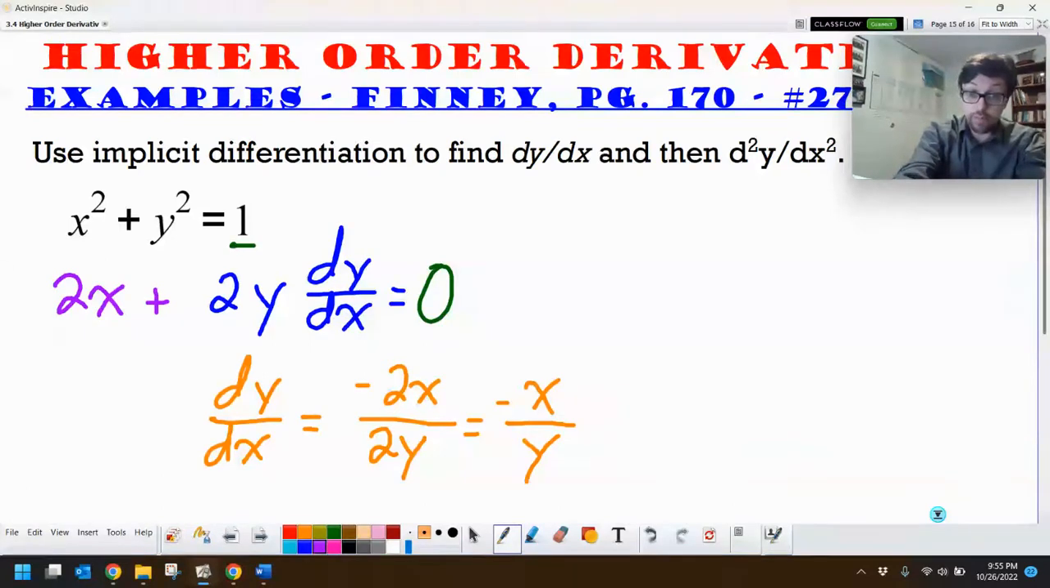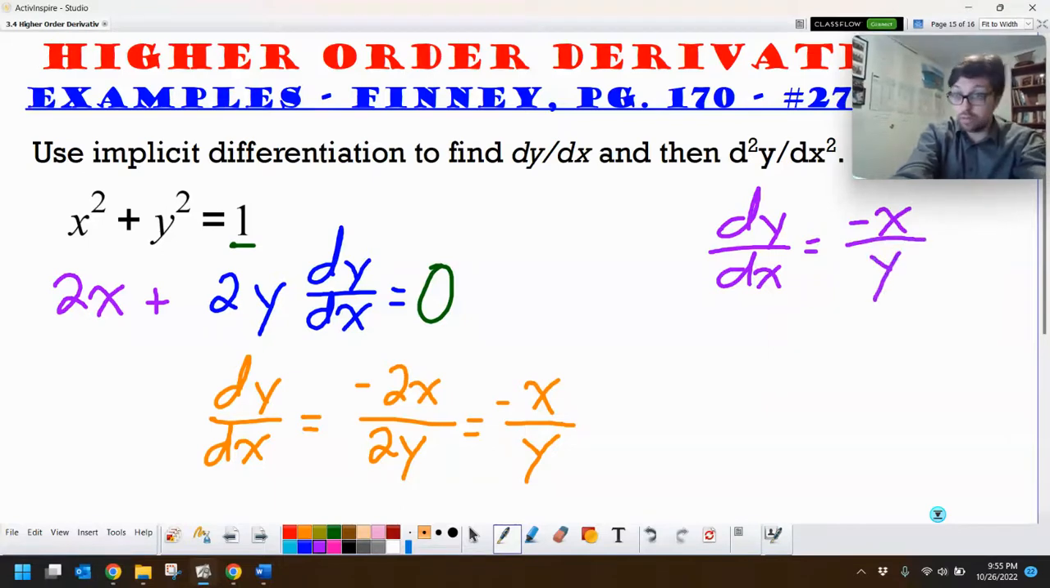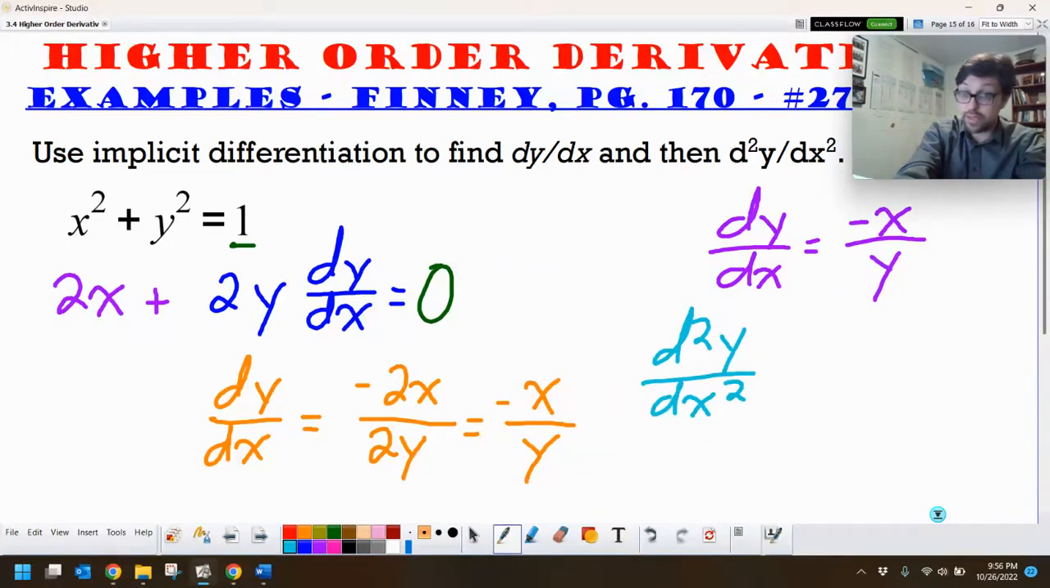So the way we've got it set up right now, this dy over dx equals negative x over y. If we find the derivative of that left-hand side, hey, guess what? That is our d squared y over dx squared. That is our second derivative. Sweet.